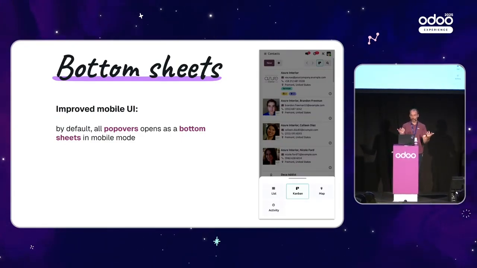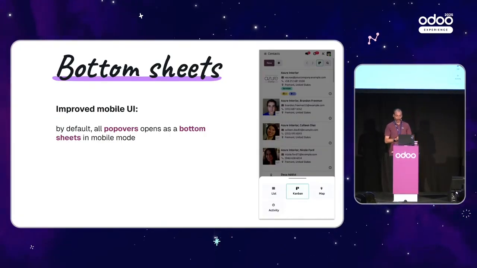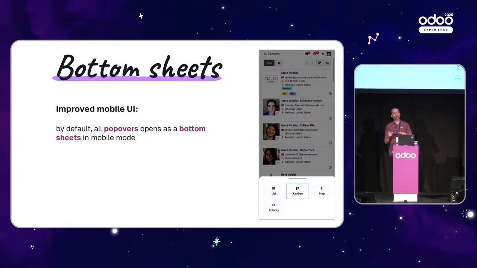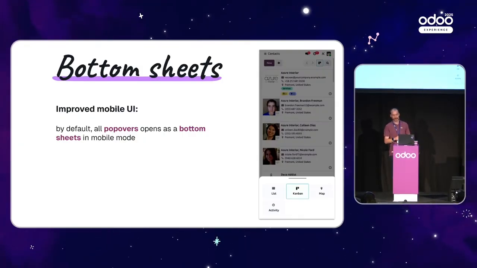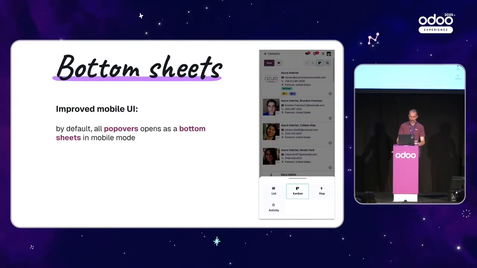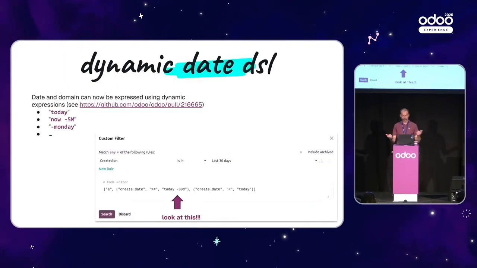We just have a switch in the code where we open a popover, and if it's in mobile mode, it will put it in a bottom sheet instead of a popover. So it makes the user interface much better in mobile mode. But there is an opt-out mechanism. I don't remember what it is, but you can opt out of this if it makes sense for your use case.